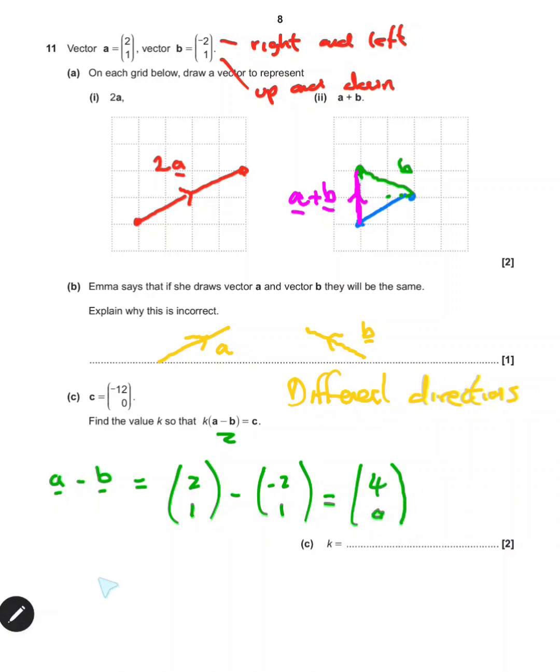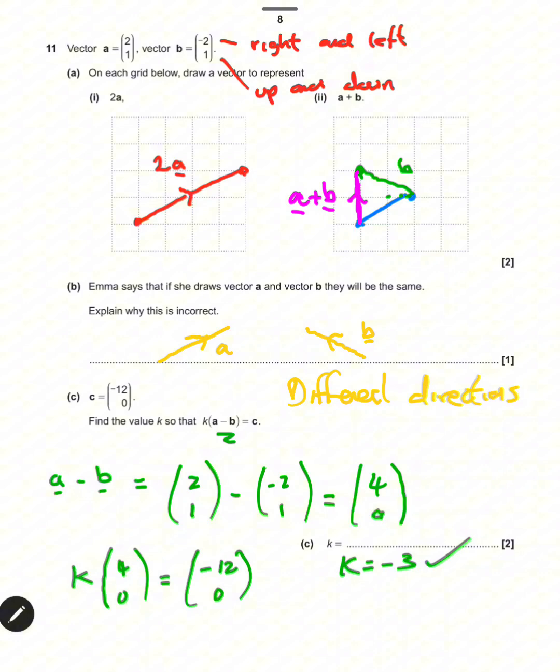I'm going to multiply this by something. So k, the thing I'm looking for, multiplied by 4, 0, needs to come out at minus 12, 0. Multiplying vectors, whatever this number is, if we do this times 4 and we want minus 12, then minus 12 divided by 4 will give me k. So minus 12 divided by 4 is negative 3. K must be negative 3. Does that work with the bottom numbers? Negative 3 times 0 is still 0. That's fine. K is negative 3.